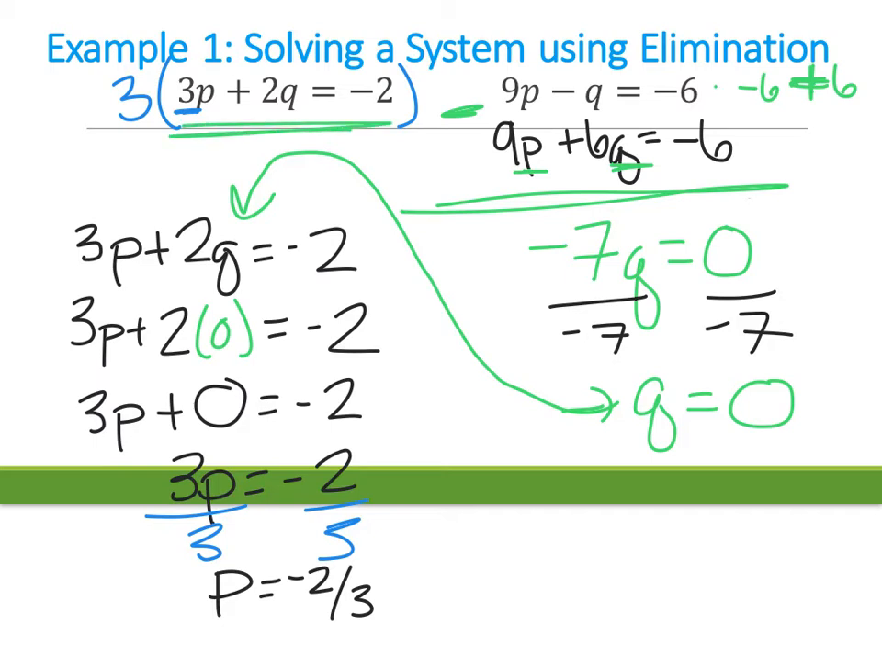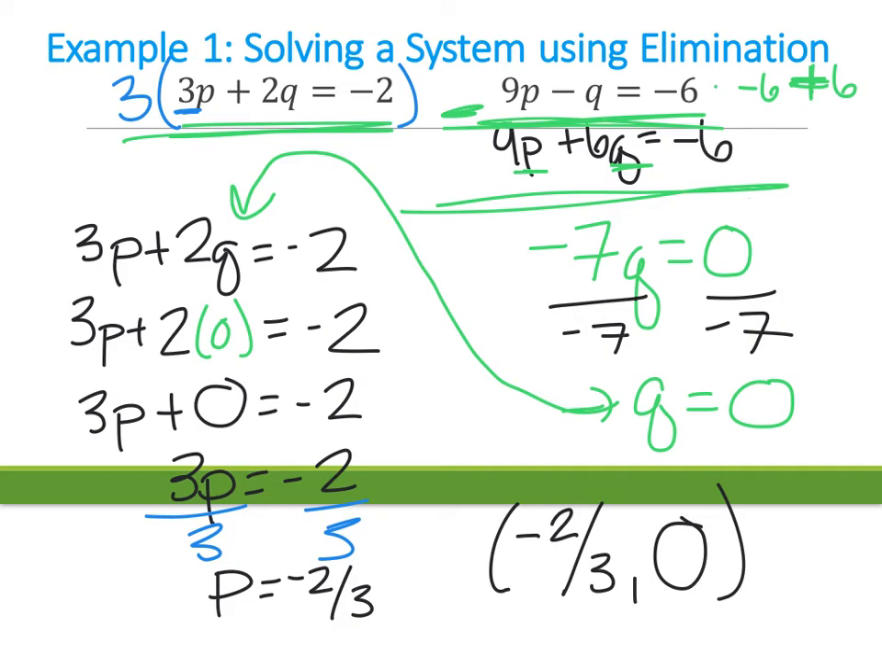If I was to graph this line and then graph this line, they would intersect at the point negative 2/3, comma, 0. That's where those two lines would intersect. So that's our final answer. We just solved the system using elimination.